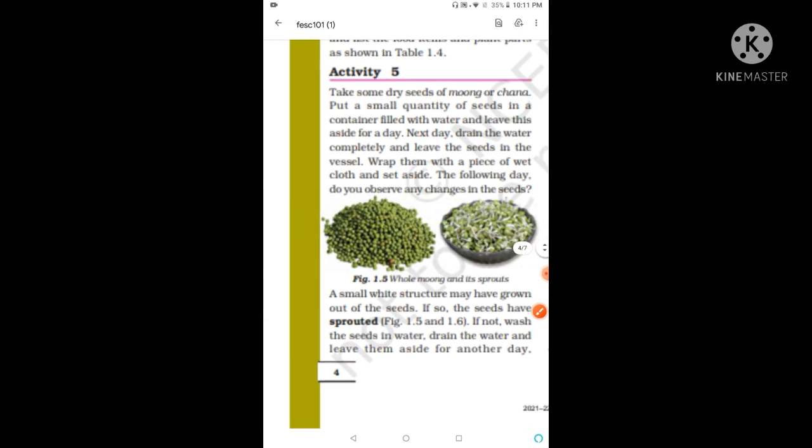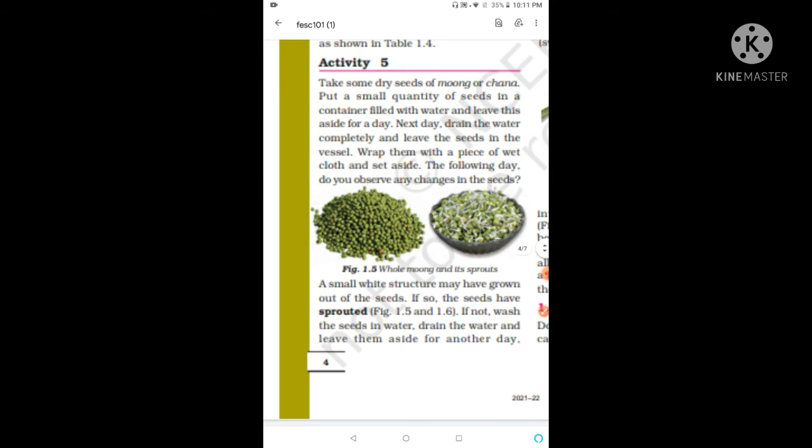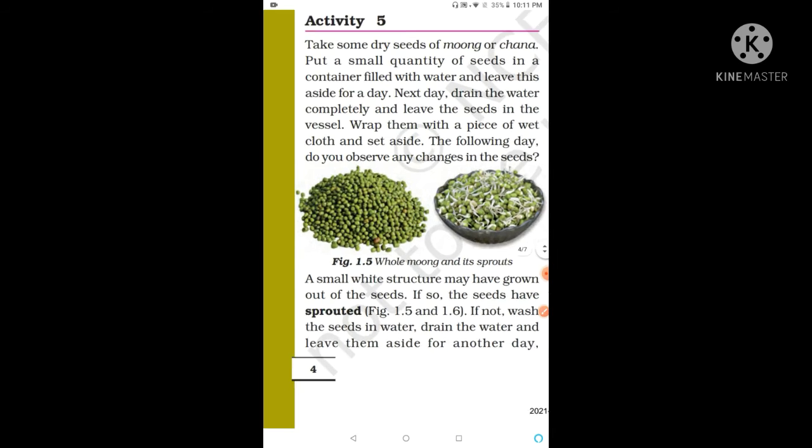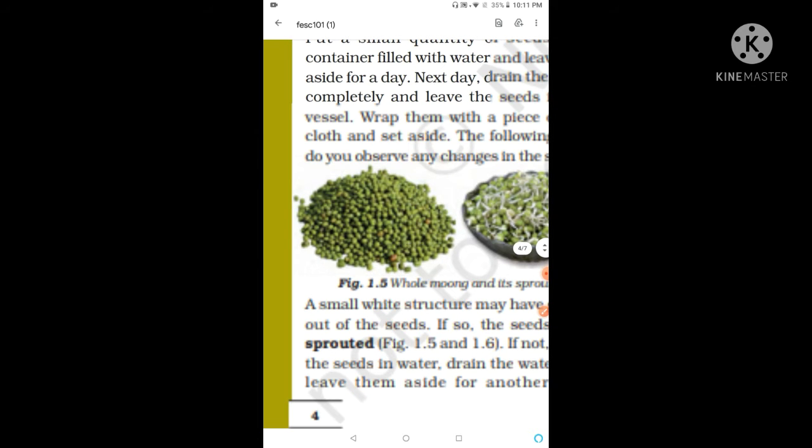So once you leave it in water for 1 day or 2 days, and then when you wipe it with a wet cloth, then again you keep it for half a day or 1 day, it will look like this.